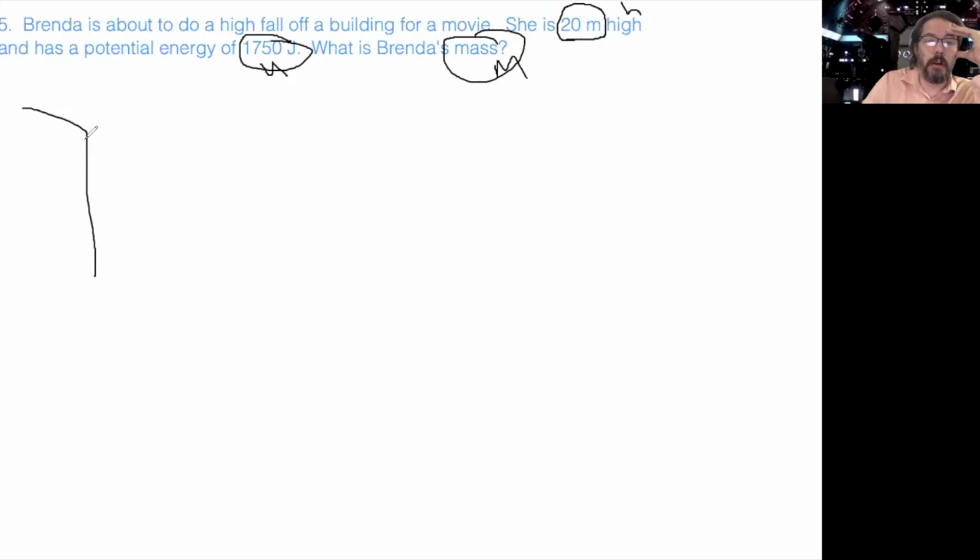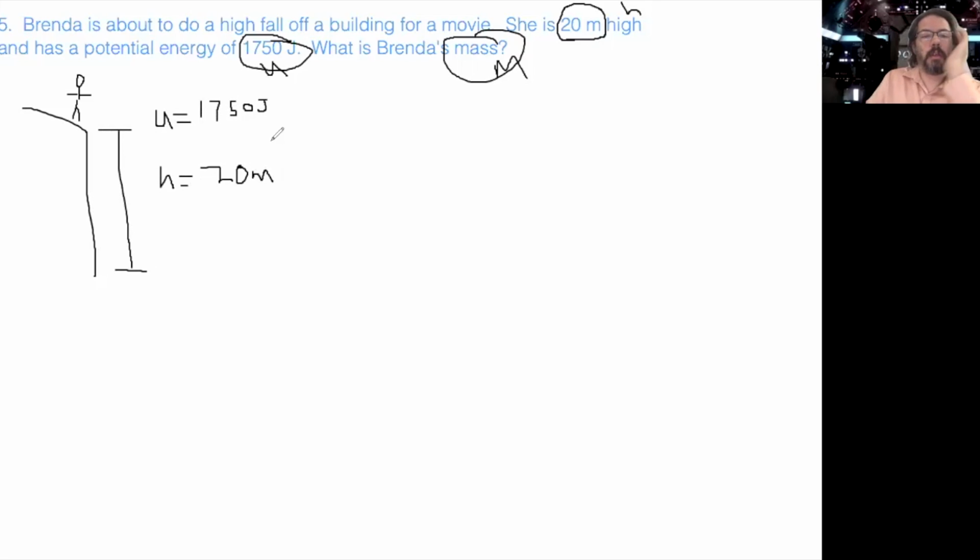So my buildings always look like that, okay? And then I draw my little stick figure because she's about to jump off the building. And she is a height above the ground. The height is 20 meters, which means her potential energy up here at the top is 1,750 joules. And we are looking for her mass. So notice that I'm trying to label it close to where that quantity actually happens in the picture.